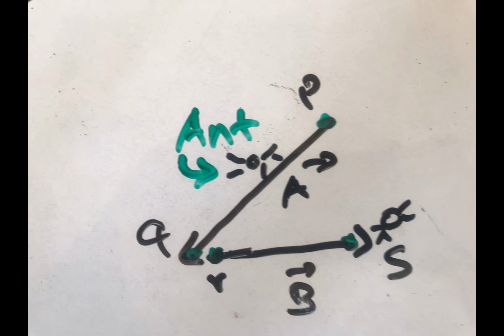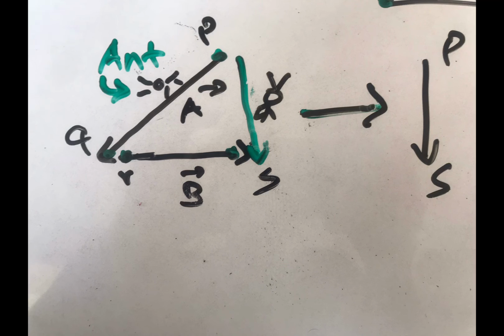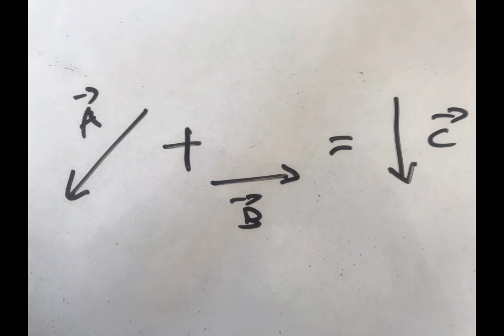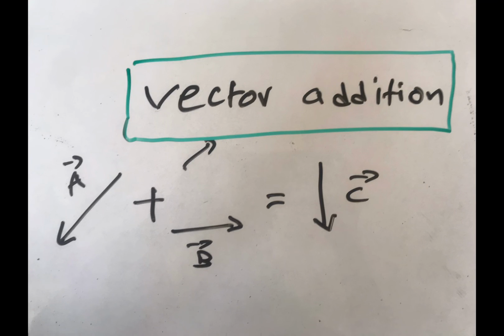Let's move the ant from P to Q and Q to R and R to S. Our ant is lazy, so it travels from P to S. Thus adding vector A and vector B gives vector C, which is PS. Arrow A added with arrow B gives arrow C, which is called vector addition.